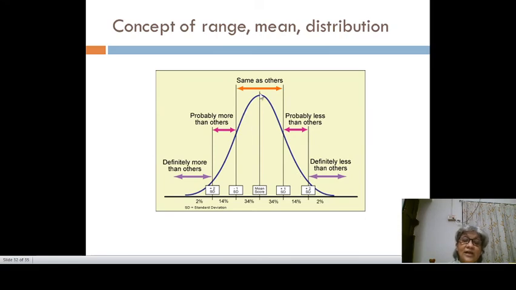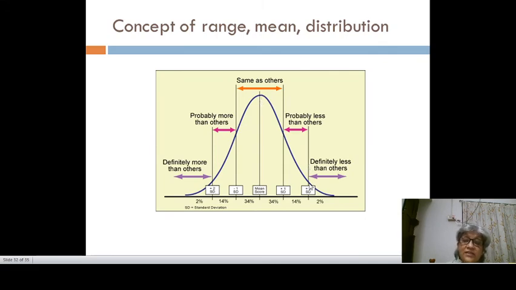A child who has the mean value of 10 kg, 50% of children will have weight less than him because he's at the central point. If his weight is 5 kg, he will have 2% of the population having a weight less than him. So his centile is 2 centile, and this is 50th centile.